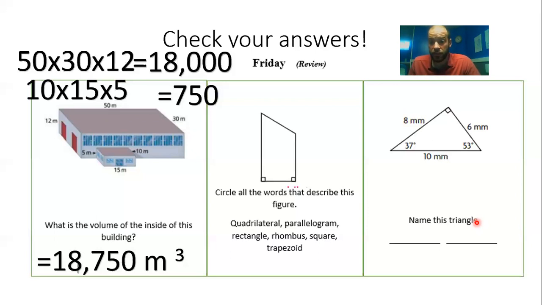Is it isosceles? That means 2 sides are the same length. Is it an equilateral triangle, where they're all the same length? Or is it a scalene triangle, where they're all different? It's a scalene triangle because they are all different: 6, 8, and 10. So this is an example of a right scalene triangle.